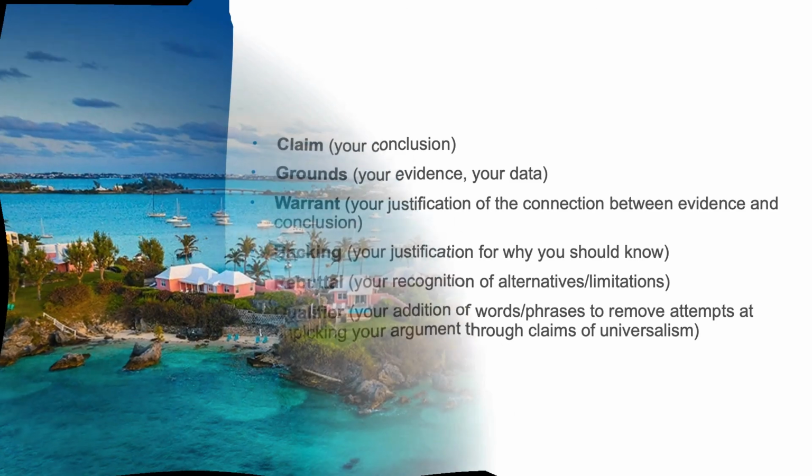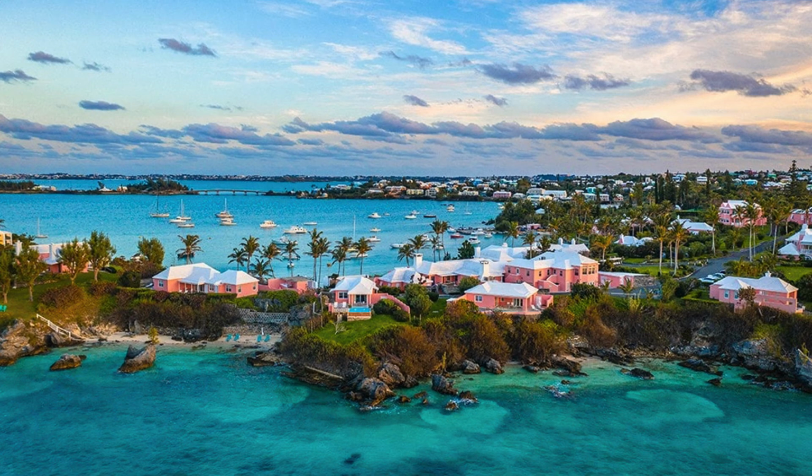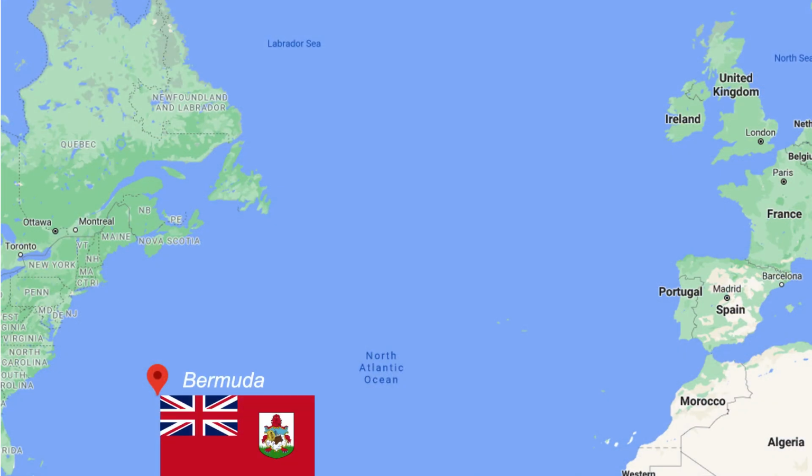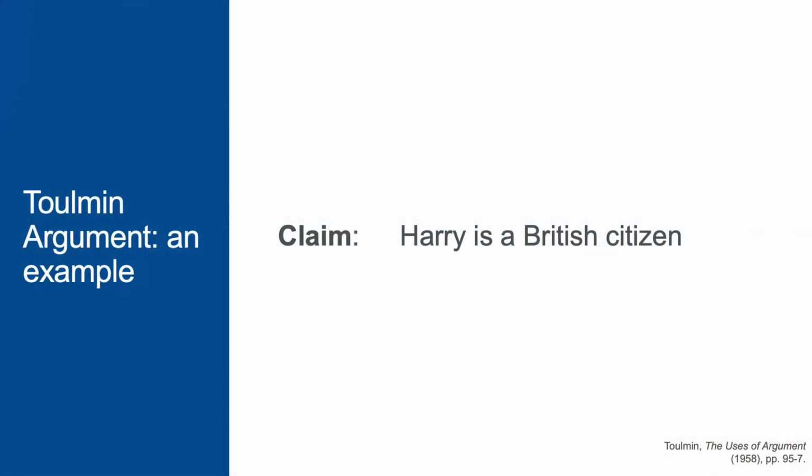So in order to example this, let's go to the beautiful white sands of Bermuda. So Bermuda is a small British island in the North Atlantic Ocean, just off the coast of the United States. Why we're using this example is it shows us the way in which universal truths can be challenged. Okay, so let's think then. We're thinking about Bermuda. The claim I want to make is that Harry is a British citizen. So this example comes from Toulmin's book, The Uses of Argument in 1958.